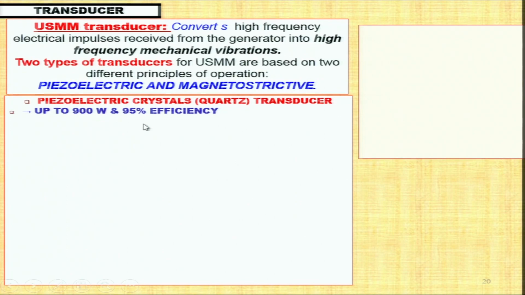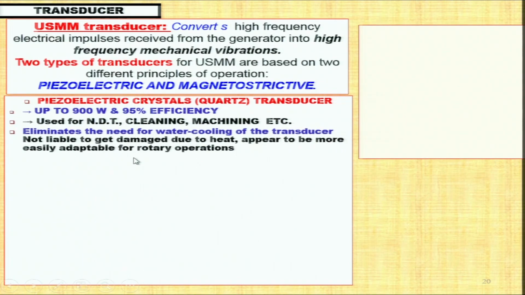I have already told you. Efficiency is good, 95% efficiency. It is used for non-destructive testing, cleaning, machining, etc. It eliminates the need for water cooling because total power is quite small comparatively, so it does not require water cooling of the transducer. Not liable to get damaged due to heat because heat generated is very low. It appears to be more easily adaptable for rotary operations.